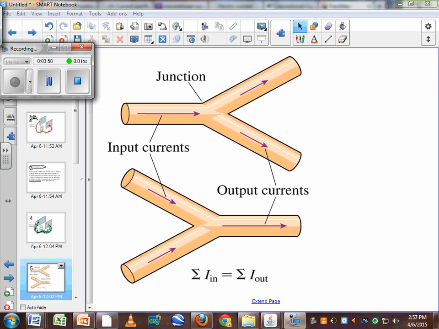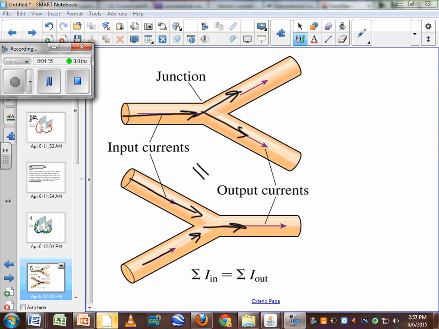Our next question, question number 4, is what is conservation of current? Conservation of current is just what it sounds like. The amount of current coming in equals the amount of current coming out. So what we have here is input currents equals output currents. That's conservation of current. So we see this current coming in, and it splits up into 2 pieces. Or we have these 2 pieces coming in, they come together here. And so the amount of current coming into a junction equals the amount of current coming out of the junction.